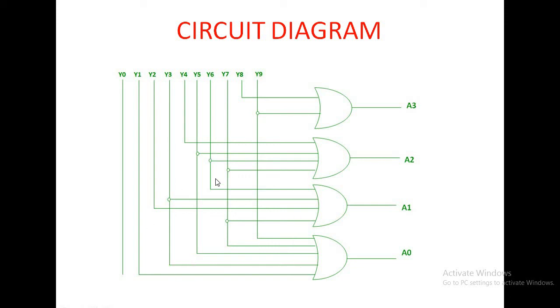So if we draw the truth table and find out the logic expressions, then the circuit diagram is not very difficult for you. So this is all about your decimal to BCD encoder.